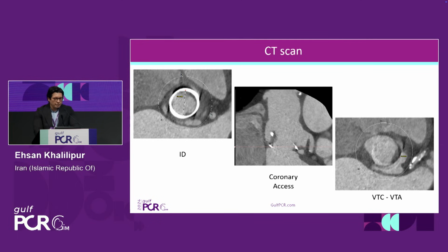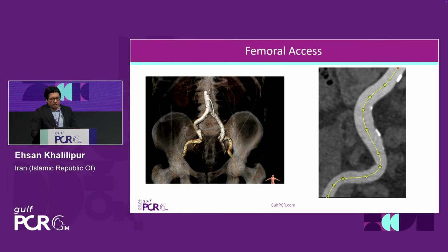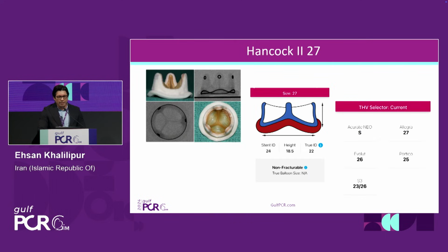And this is the CT scan before the procedure, which shows an inner ID of 24-27. Coronary access was an issue in this case, and VTA, VTC of more than 6 millimeters. This is the femoral access, which is acceptable for performing transfemoral. And we know this application for valve-in-valve developed by Vinny, which shows every data we need for a bioprosthetic valve.